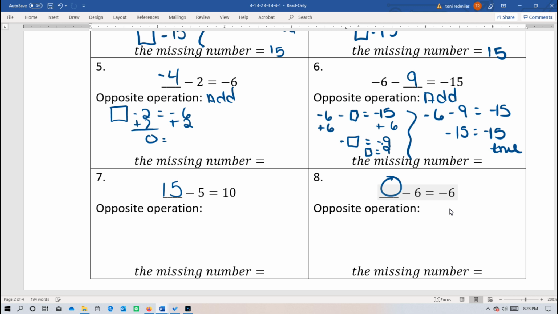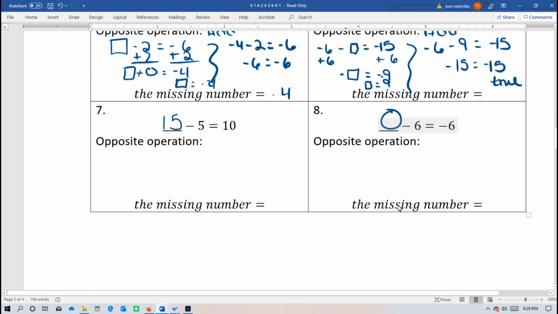If I owe $6, but I have $2, I still owe $4. So my missing number box has to equal -4. And if I put that in, I should get that. It's adding up my debt. -4 minus 2 is -6. And we are done. 2 more.